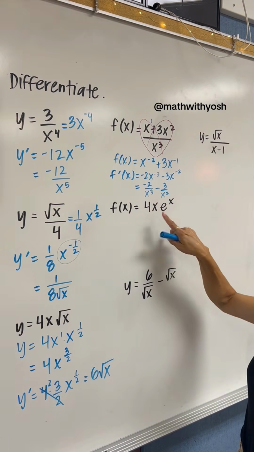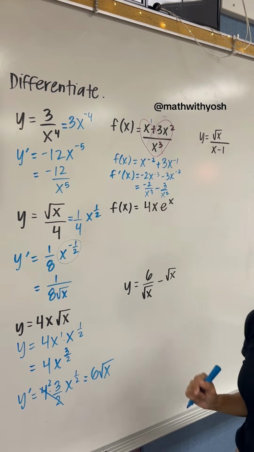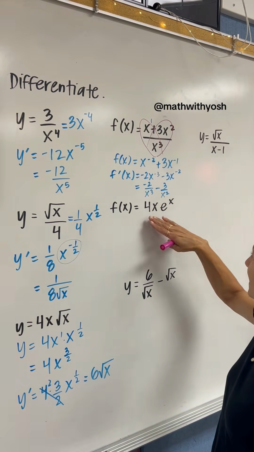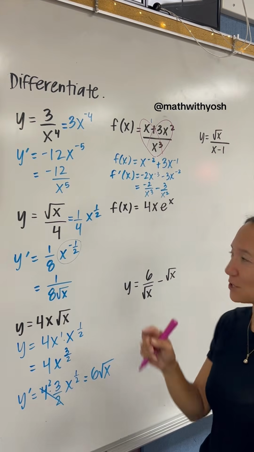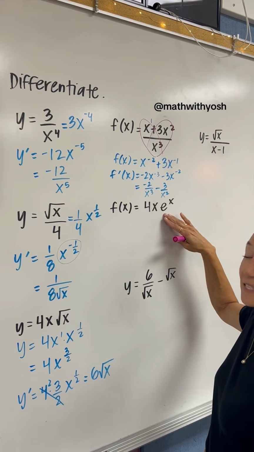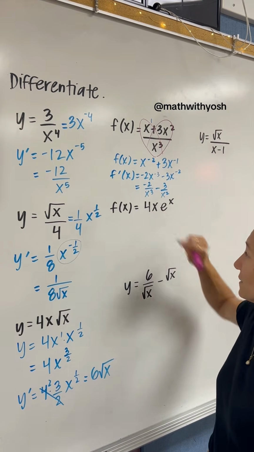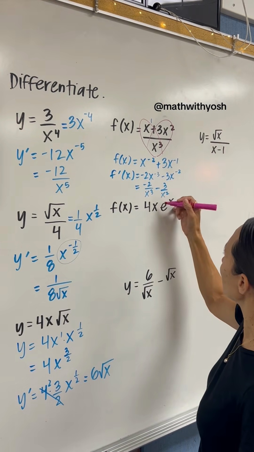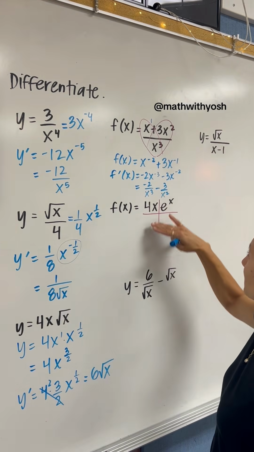For this next problem, you have 4x times e to the x. When you have a product of functions, you're going to use the product rule. So applying the product rule, most teachers will just do first times the derivative of the second plus the second times the derivative of the first. In my class, I like to do a little graphic organizer. I call it the fish. We're going to take the derivative down.